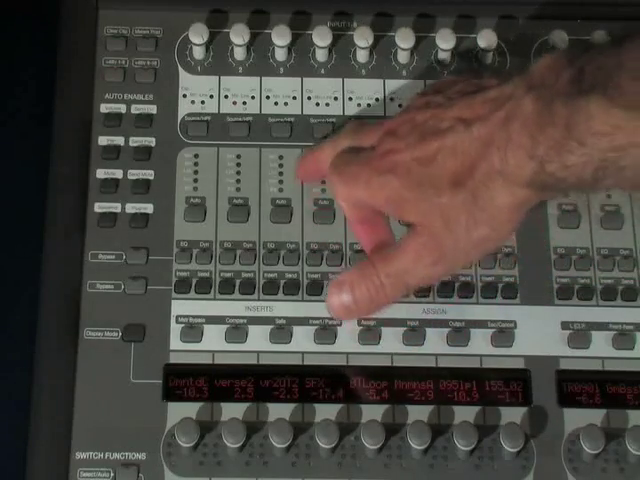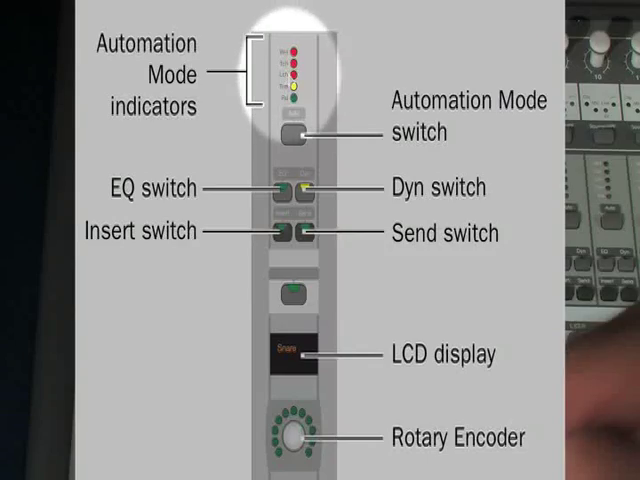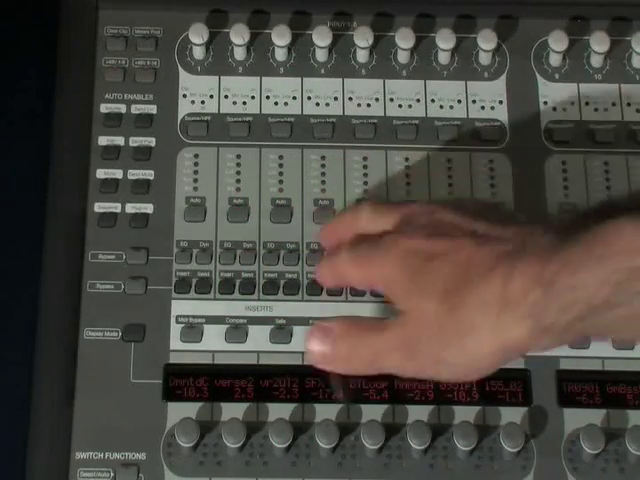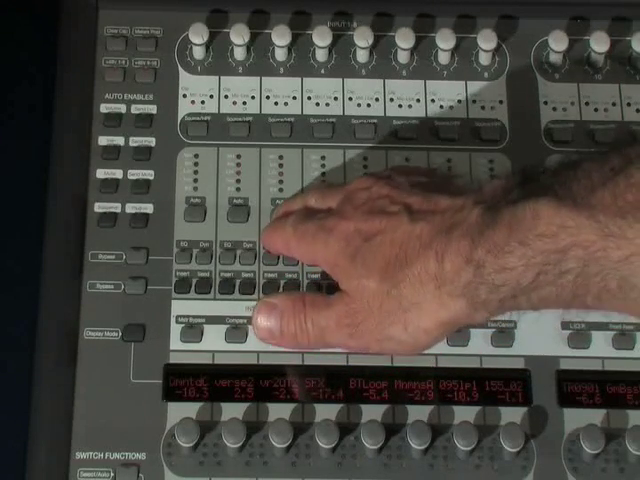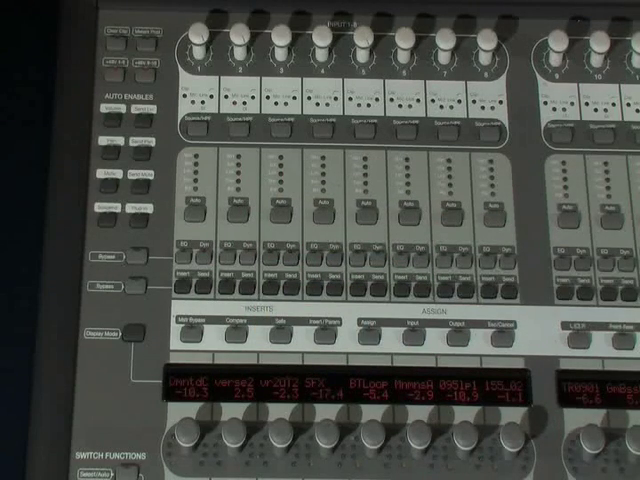Above that, you've got the automation select button, which toggles around the various modes. So normally it comes up in default read mode, but then you can just press the button and it will drop into write, touch, latch modes for you to then do automating and writing of levels, sends, mutes, etc.